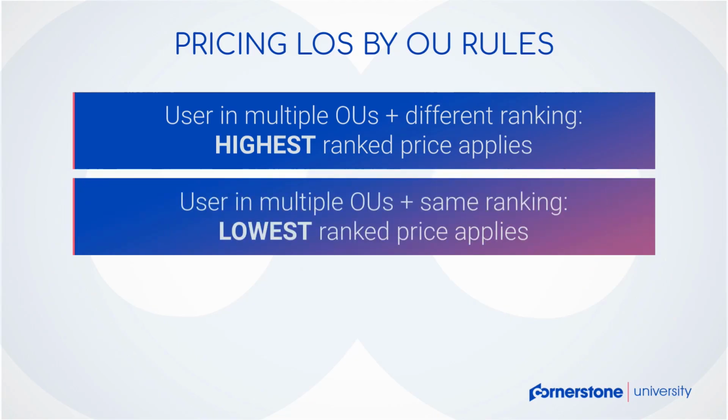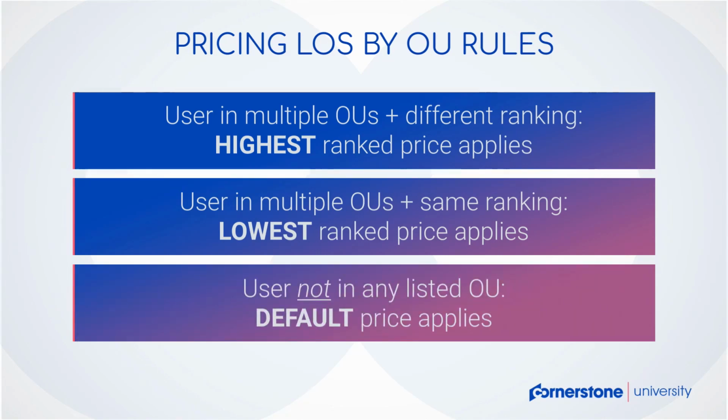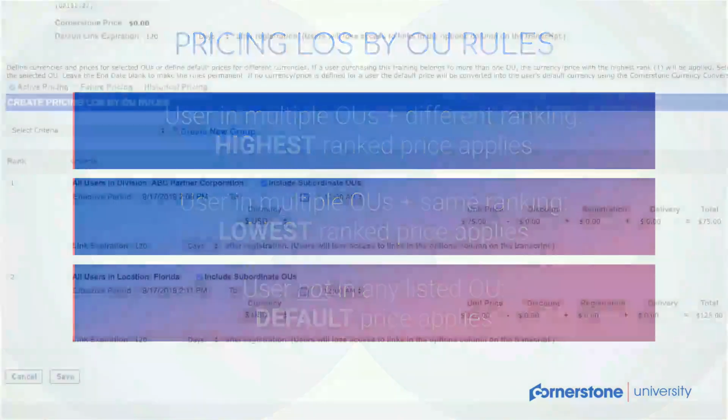If the user is in both the Division OU and the location OU, and the rankings are the same, the cost associated with the lowest ranking is applied. If none of the OU pricing rules apply to the user, the default price applies.